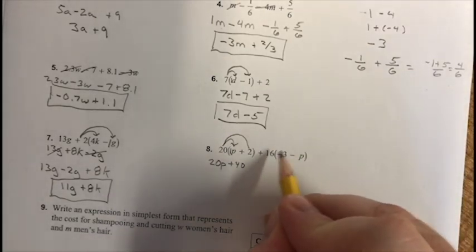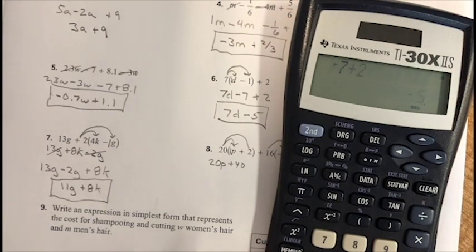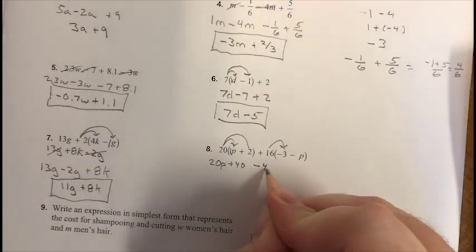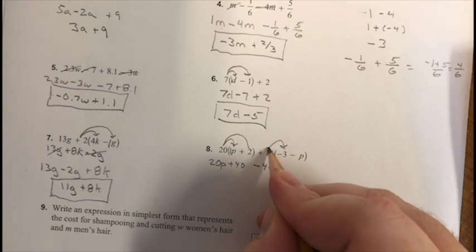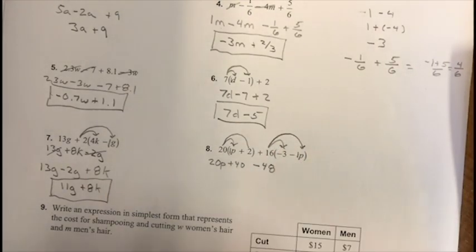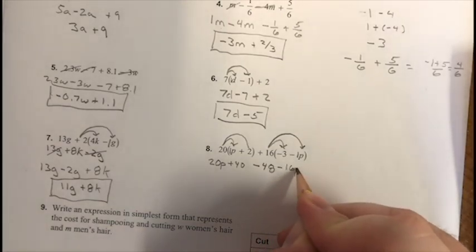Now I need to do the next piece. I have a plus 16 times a negative 3. Well, let's just do that. 16 times negative 3 gives me a negative 48. So that becomes negative 48. Then I have a positive 16 times a negative 1p. Don't forget the hidden 1. And that's going to give me a minus 16p.